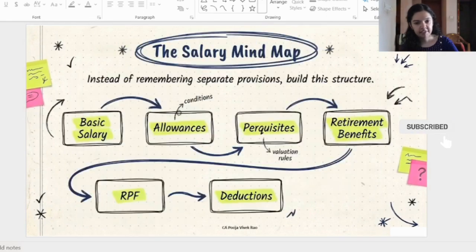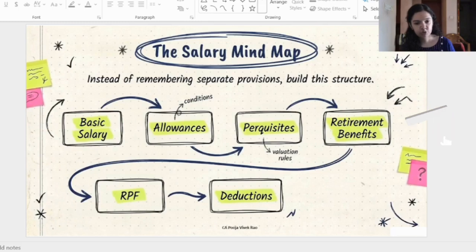So, salary is a very huge chapter with a lot of provisions. Instead of trying to remember everything as a separate provision, create a mind map of the entire chapter. You can broadly divide the salary into the following areas. Basic salary. Then move on to allowances. Under allowances, remember the relevant exemption, provisions and conditions. Then comes perquisites.